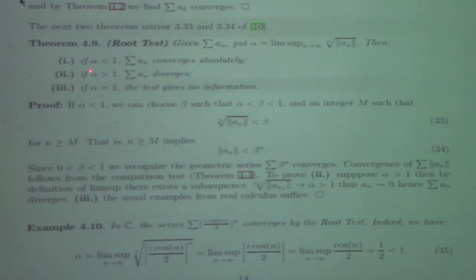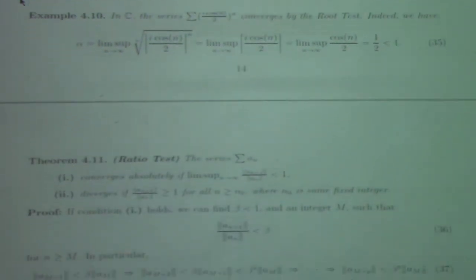Anyway, root test. There's a root test, and it says what it usually says. If the lim sup of the nth root of the norm of a_n is less than 1, it converges absolutely. If it's greater than 1, it diverges. If it's equal to 1, it tells you nothing. That's the usual root test. What else? Here's an example.